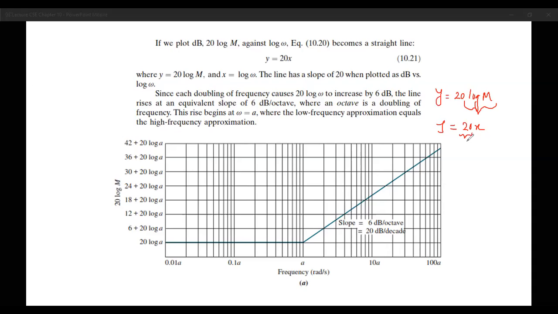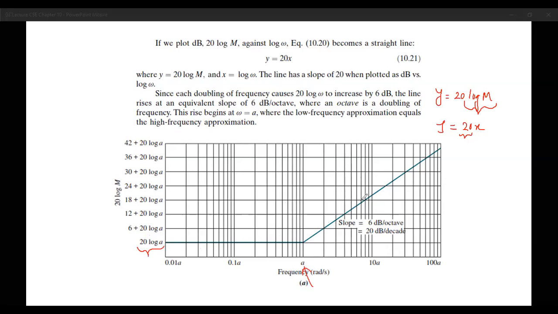This is what is called a straight line approximation, and for the magnitude, these are also called asymptotic lines. As you can see, up to the break frequency A, it is maintaining the same magnitude as 20 log A. After the break frequency, it has a slope of 20 decibel.